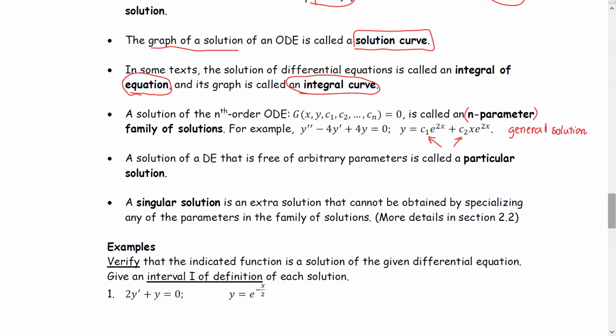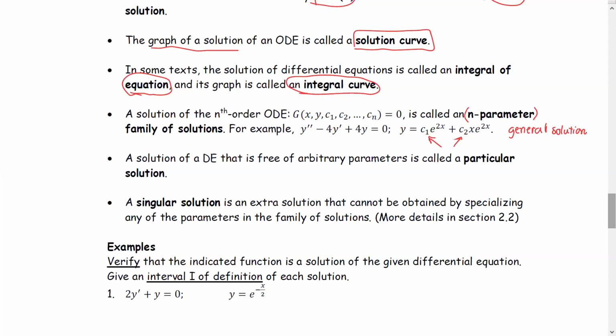A solution of a differential equation that is free of arbitrary parameters is called a particular solution. So in this case, if we use the same example, C1 and C2 will be replaced with some real numbers based on the initial condition provided.